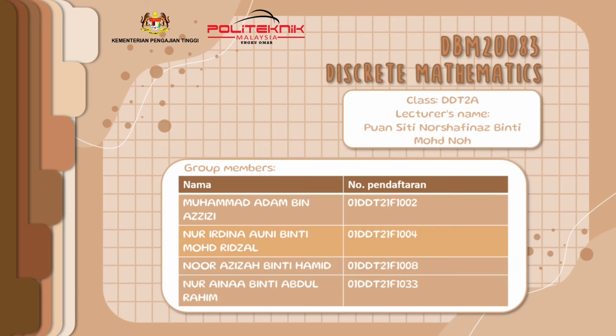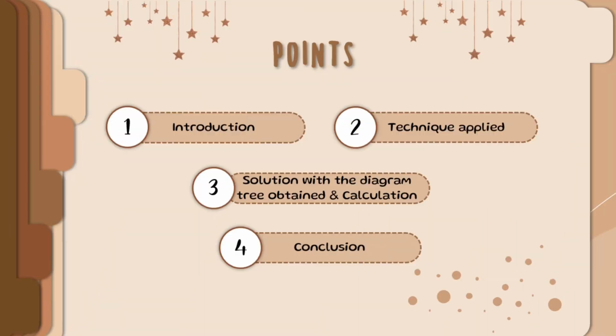Today, our group will be presenting about our discrete mathematics assessment, which is case study 1. For this case study, the topic is about minimal spanning tree, also known as MST. Before we proceed, let me introduce our agenda. Firstly, we will talk about introduction of minimal spanning tree. Next, we will explain the technique that we applied for this question. Thirdly, we will elaborate the solution and calculation. And lastly, the conclusion, which is the importance of the minimal spanning tree.